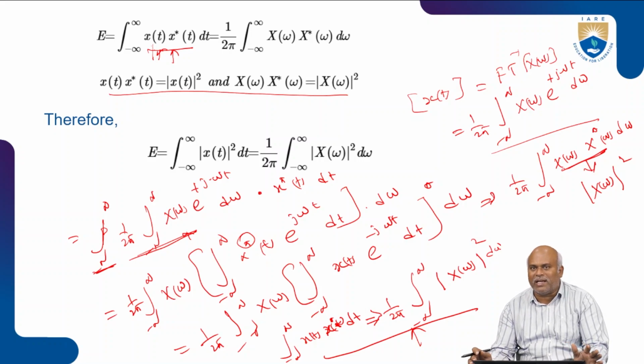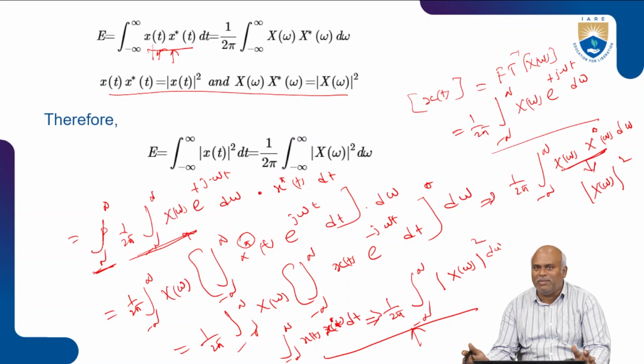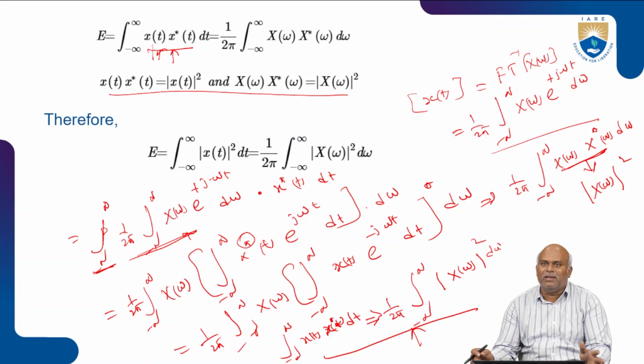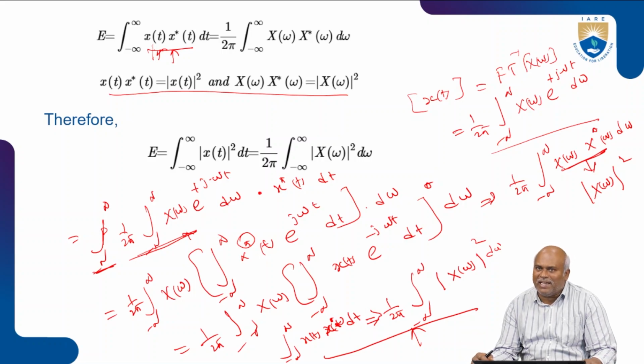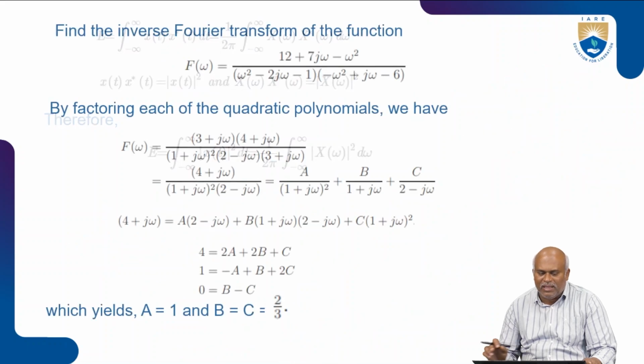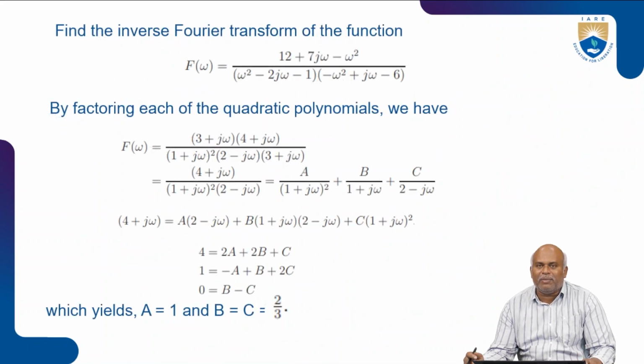That means the Fourier transform: 1 by 2 pi, the integration from minus infinity to plus infinity of |X(omega)|^2 d omega. We should prove this. This is called the Parseval identity. Next, we take an example.